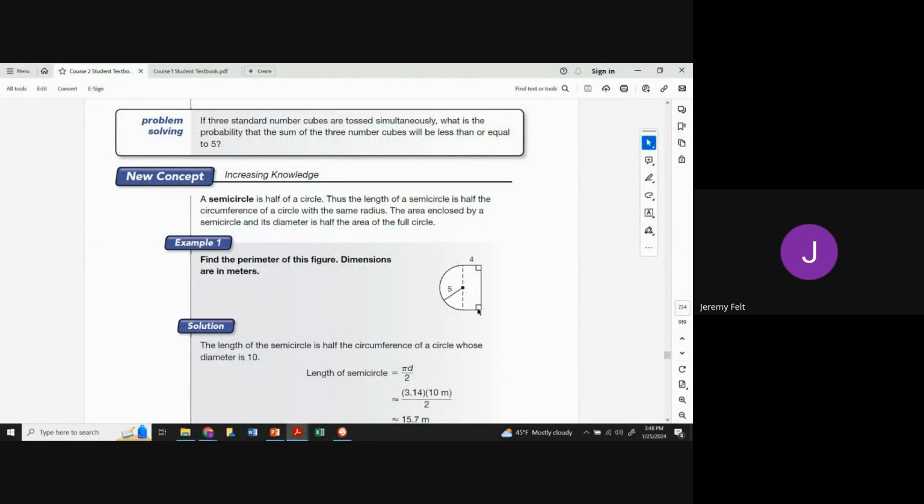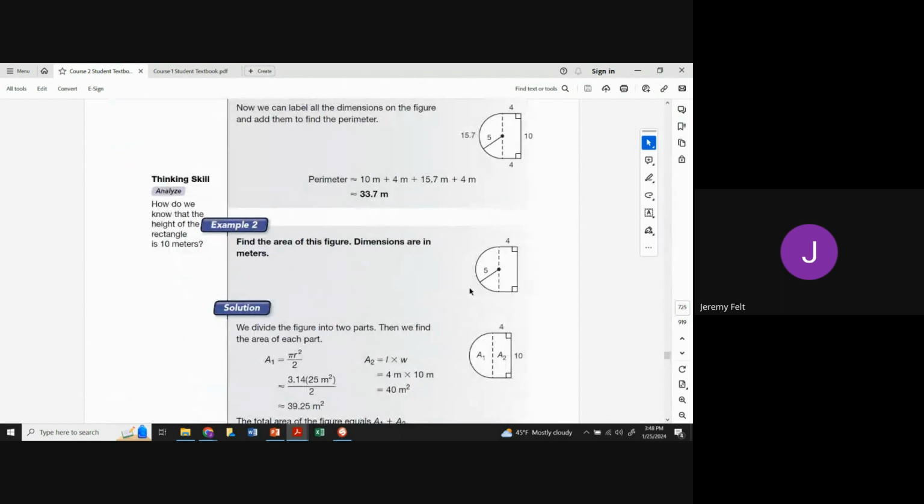Now we have to find this perimeter. Well, this is 4. This is 4 because it's square edges right here. And then if this radius is 5, then this would actually be the diameter of our circle, which would be 10, which means this would be the same thing as well. So 4 plus 4 plus 10. So 15.7 plus 4 plus 4 plus 10 gives us 33.7.